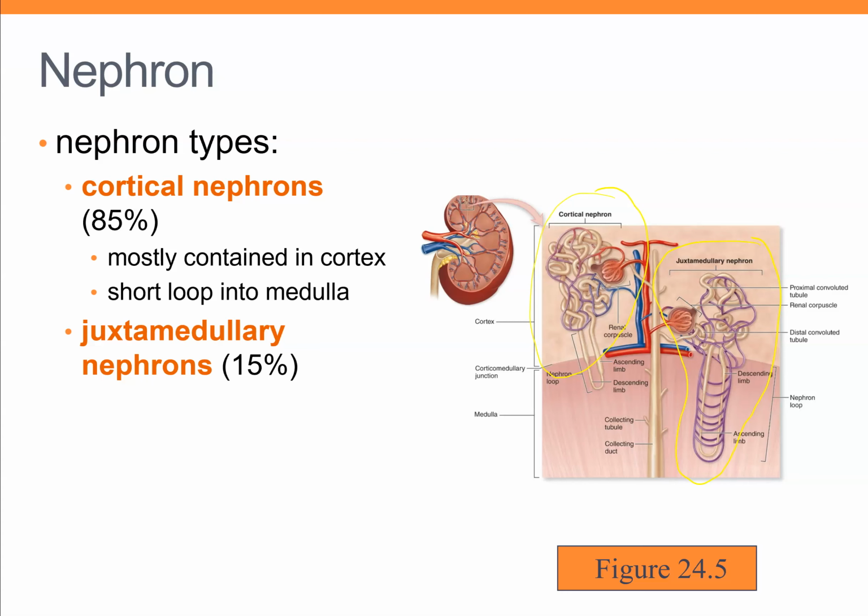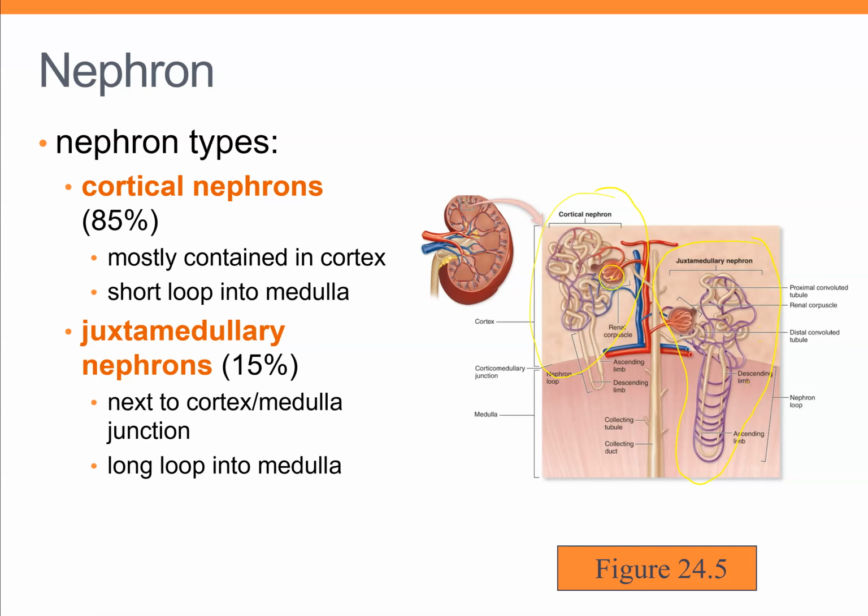The other 15-ish% that you have in your kidneys are juxtamedullary nephrons, and those are going to be longer loops, and they do diverge down into the medulla more so than the others. The glomerulus for those is usually farther down in the cortex, close to where you've got that division between the cortex and the medulla, instead of being up higher like this one. So you can see where those are positioned. And again, long loop into the medulla.